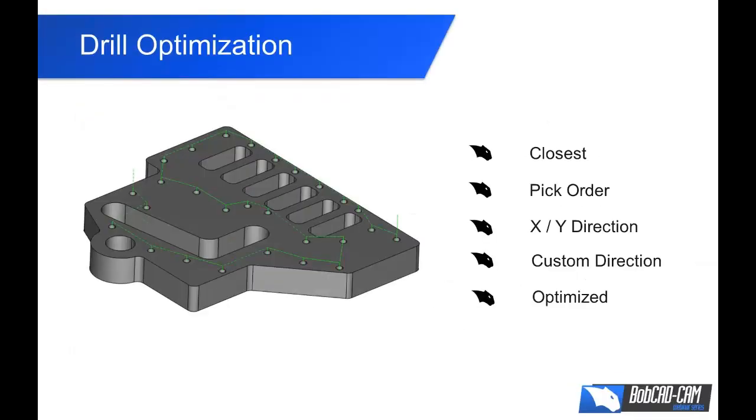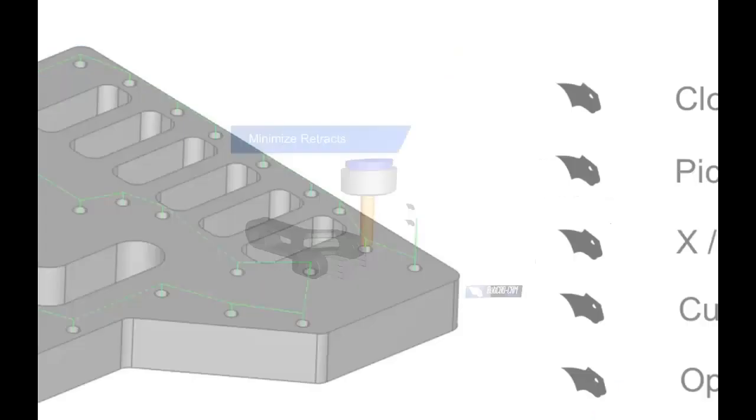Now, the other thing we're going to look at is drill optimization. I'll go through a couple of different examples of some of the differences we've done with drill optimization and explain when the best time to use them are and what they mean. So we'll go through some drilling examples.